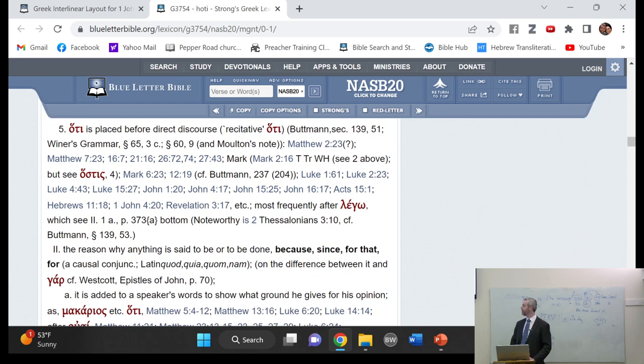Then it can be a conjunction meaning because, since, or for that, or for. And so it has a lot of possibilities, and you have to determine from context. I would say most of the time, if it's a he said, he prayed, he thought, it's probably giving you the content, either direct discourse or indirect discourse. If it's in a clause like, he is the Christ because he did the miracles, there you're showing a causal idea rather than a content idea.